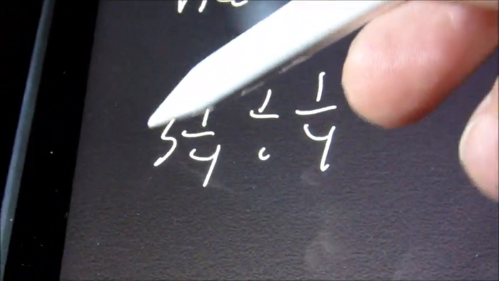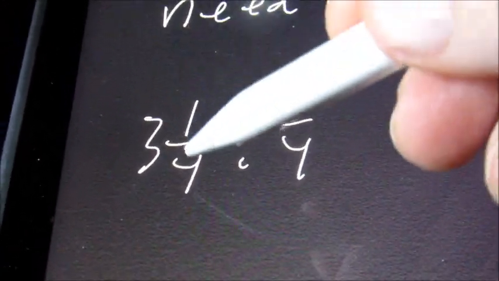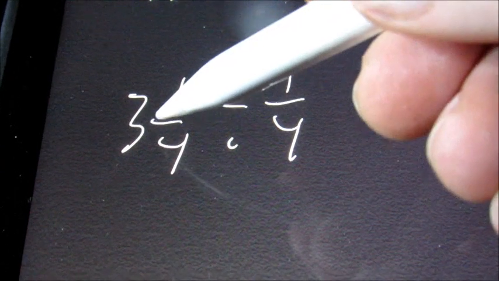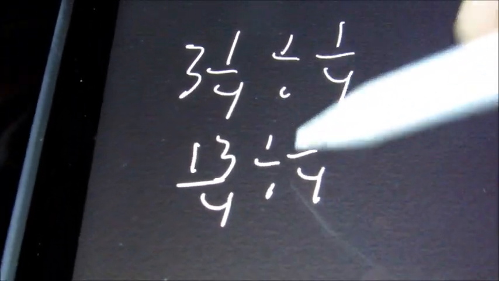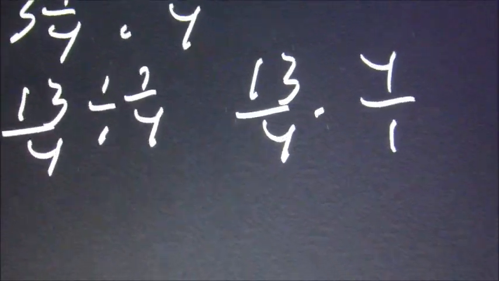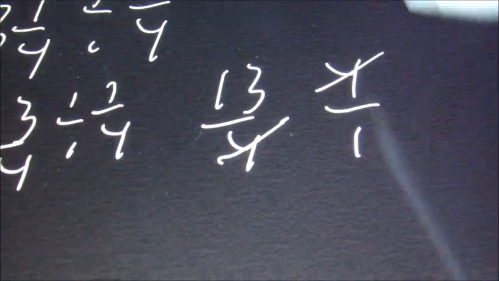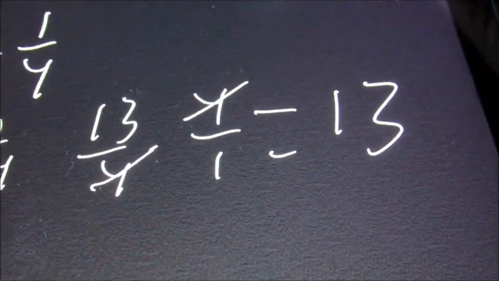So I'm going to turn this one into an improper fraction. 4 times 3 is 12, plus 1 is 13 over 4, divided by 1 over 4. Now I need to flip the second one and turn it into multiplication. 13 over 4 times 4 over 1. The 4's are going to cancel, and we're left with 13 over 1, or 13 scoops.